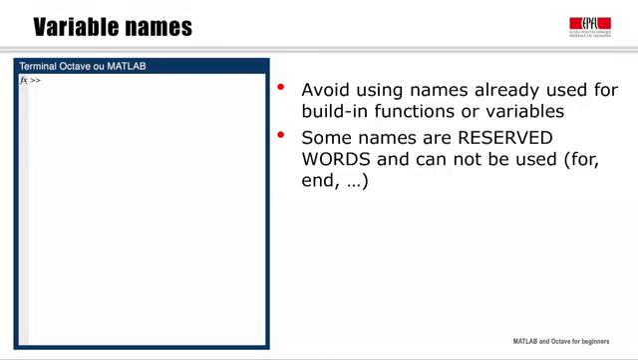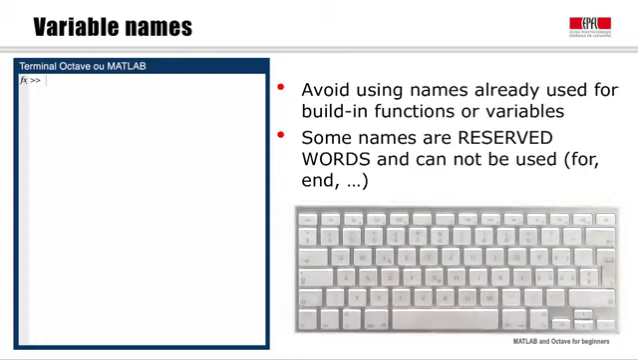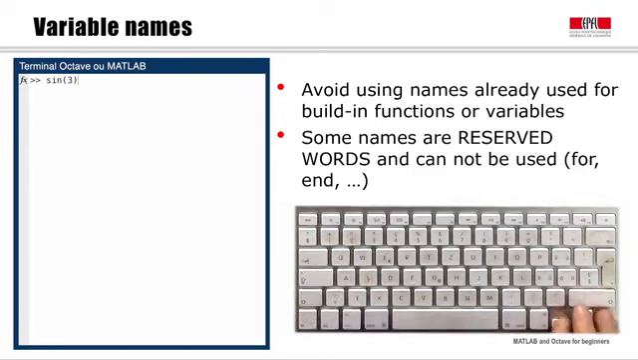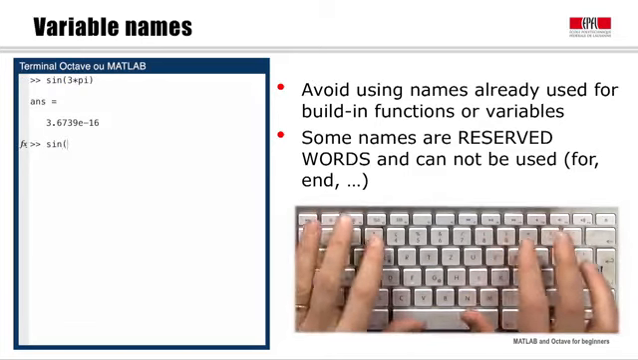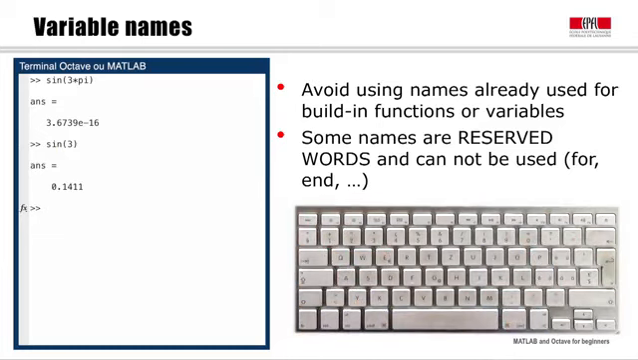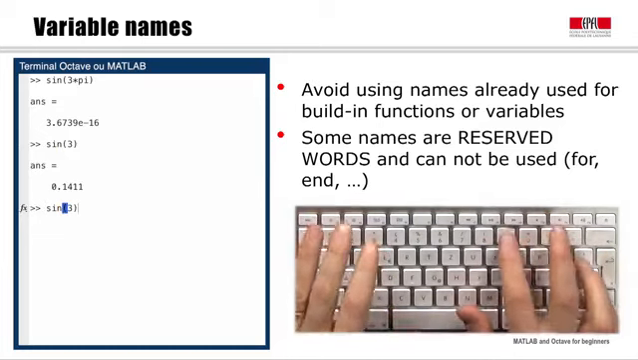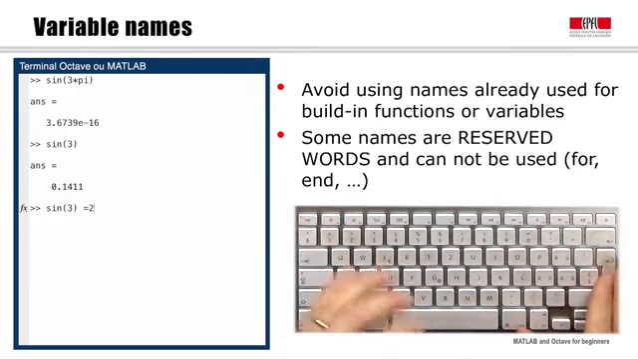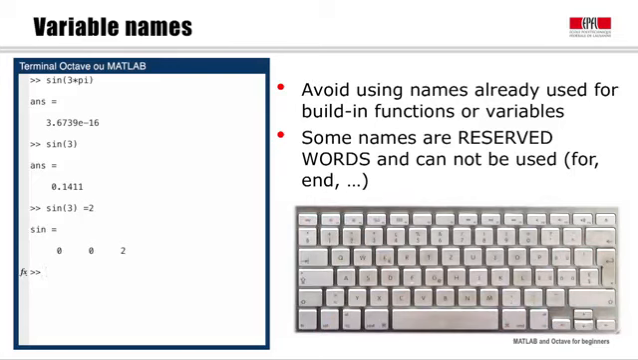In your choice, you have to be careful because there are names that are already predefined. They are built-in functions or variables. So for example, sin is a function, and if you take sin of 3 times pi, pi is also a built-in variable. It's the value of pi. And then sin of 3 times pi gives you almost 0. Okay, if you take sin of 3, then you get 0.1411.